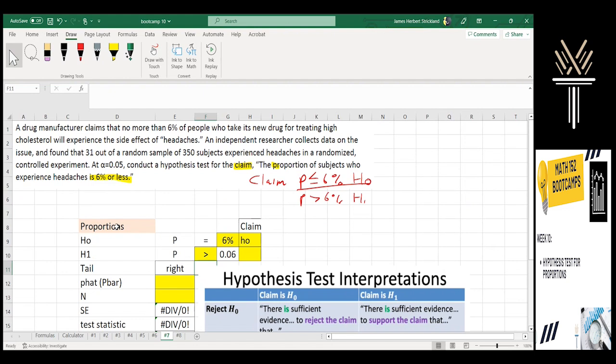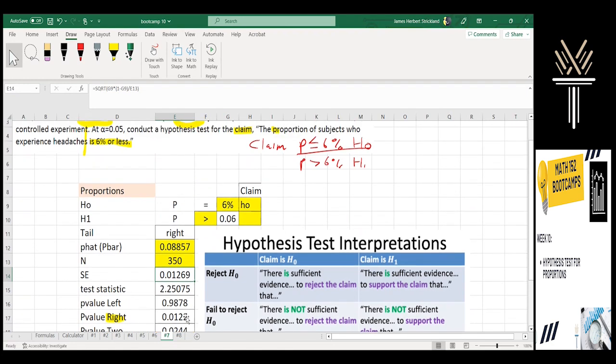All right, looking up here, if you're reading bottom to top, you're going to read until you get to your p-hat, and right there, 31 out of 350. Notice we don't have to read any higher. We have all the information we need now.